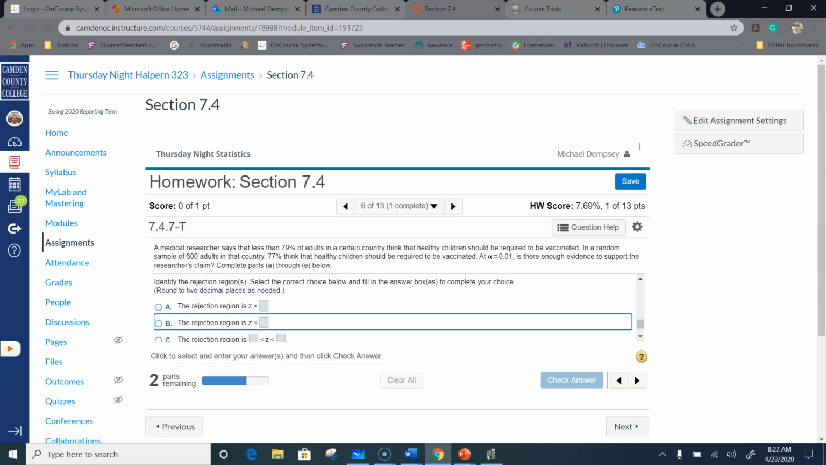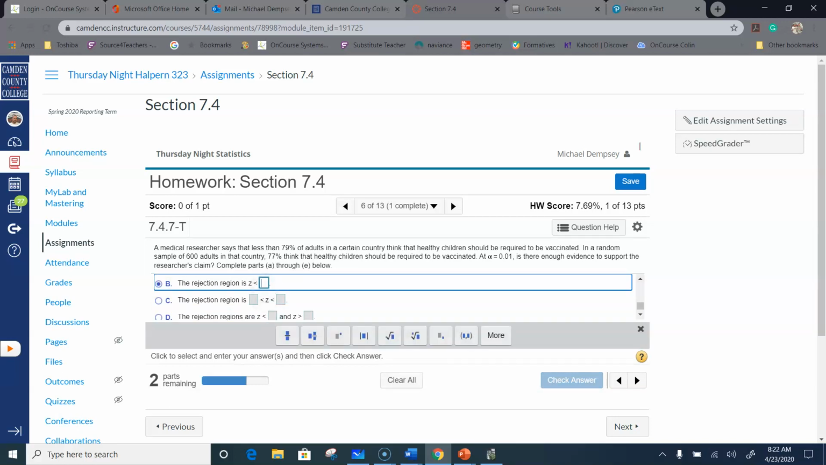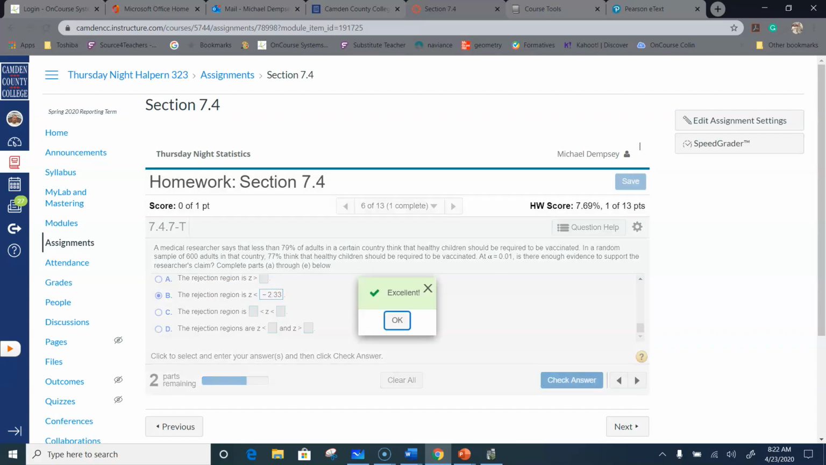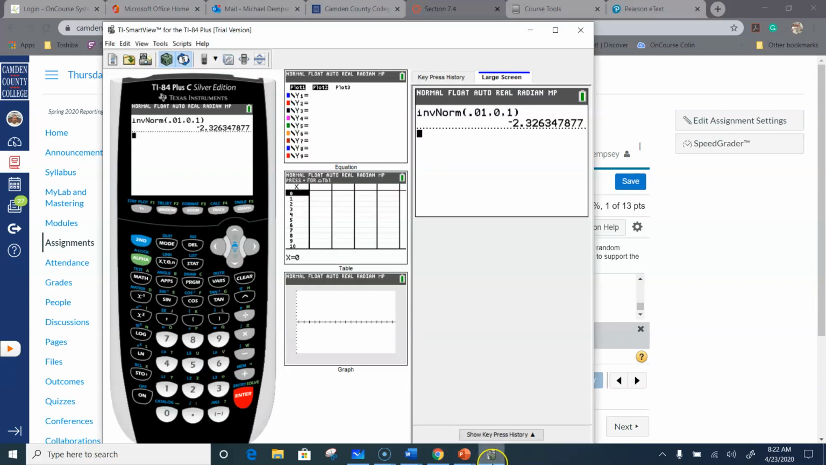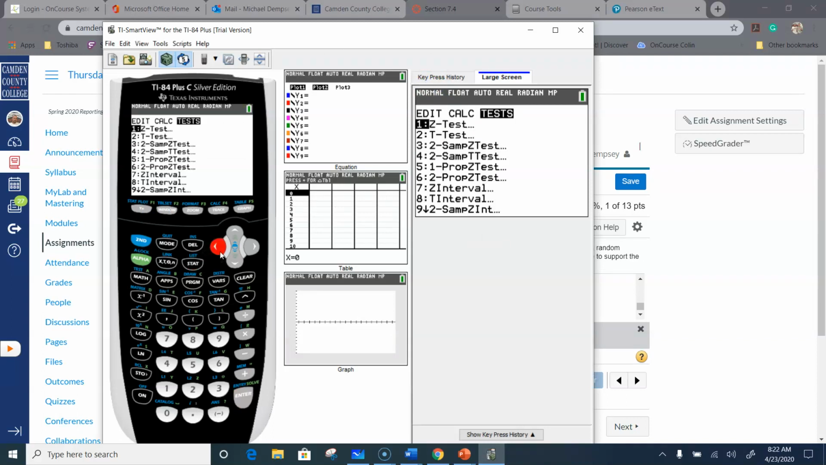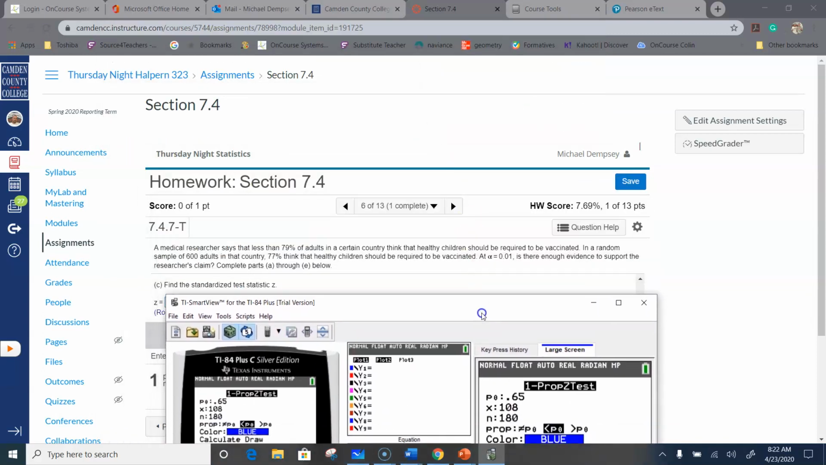Identify the rejection region. So again, this is very similar to what we did in number 3. It's going to be a less than situation. And then the z test statistic. So we let the calculator do the job for us. Again, I'm glad we got a couple examples of this. So this is a stat test, and we were dealing with this week the 1 proportion z test. We had 1 proportion z intervals last week.